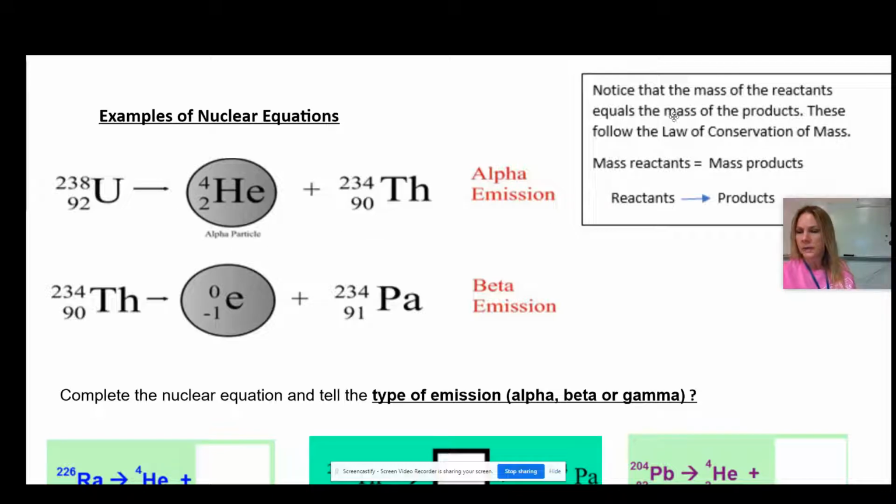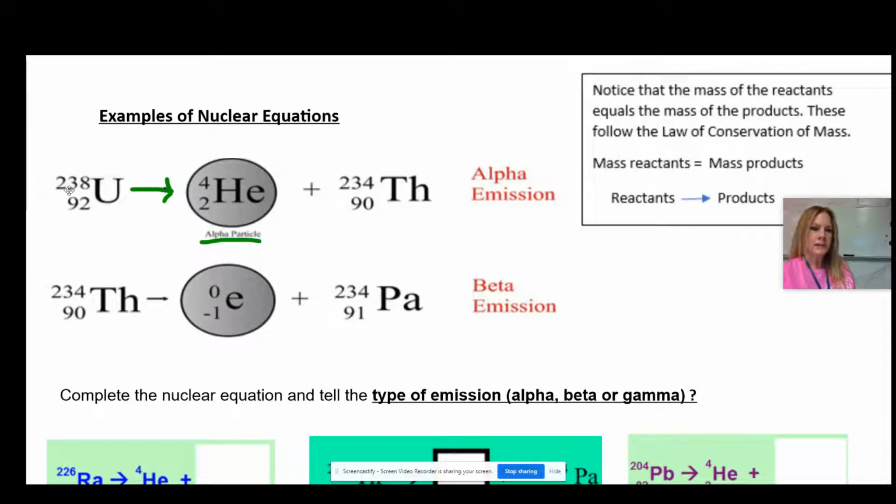It still obeys the law of conservation of mass, which says the mass of the reactants will equal the mass of the products. And so here's a nuclear reaction that's undergoing alpha emission. The way I know it's alpha emission is because right here I have a particle after the arrow, which means it emitted it, and there's our alpha.